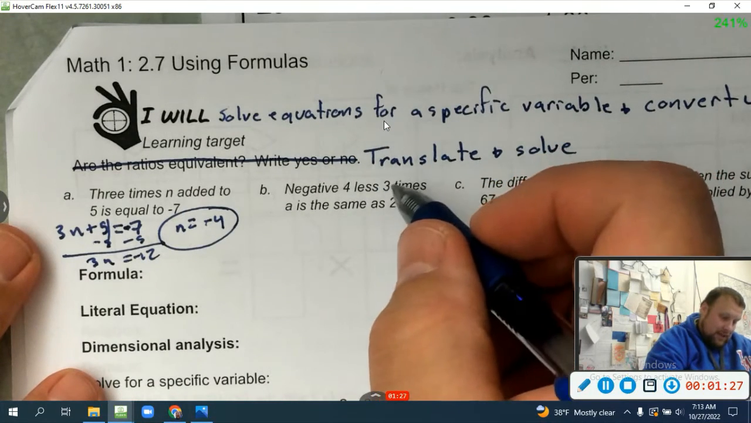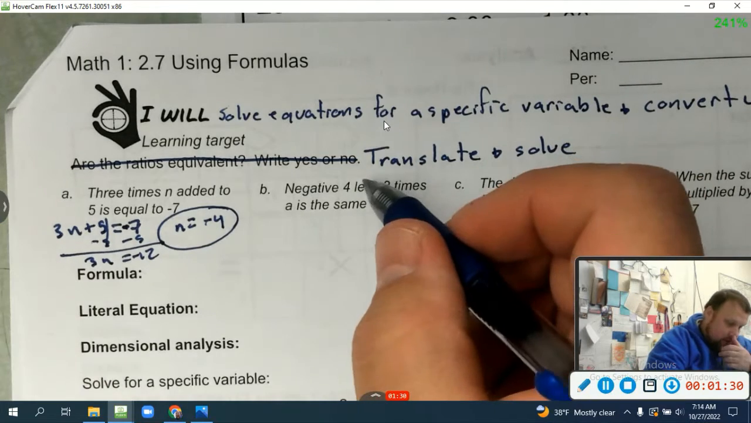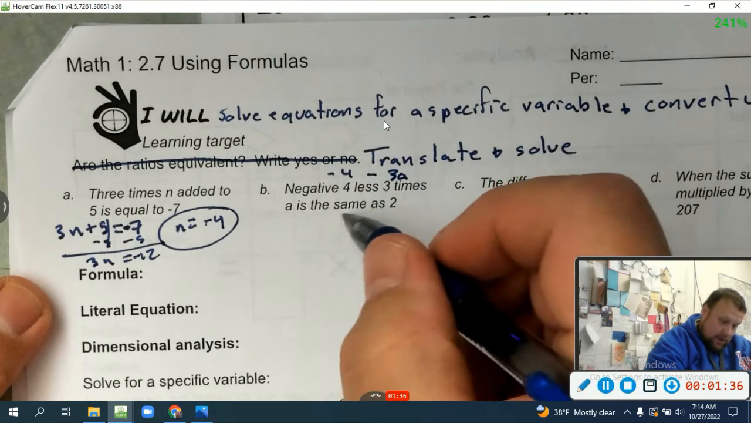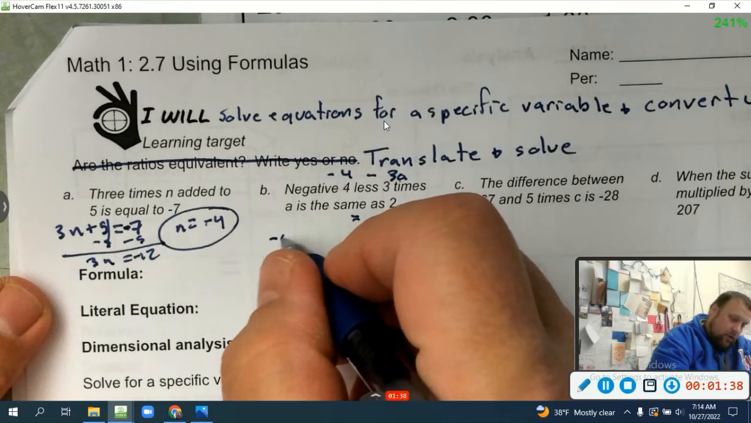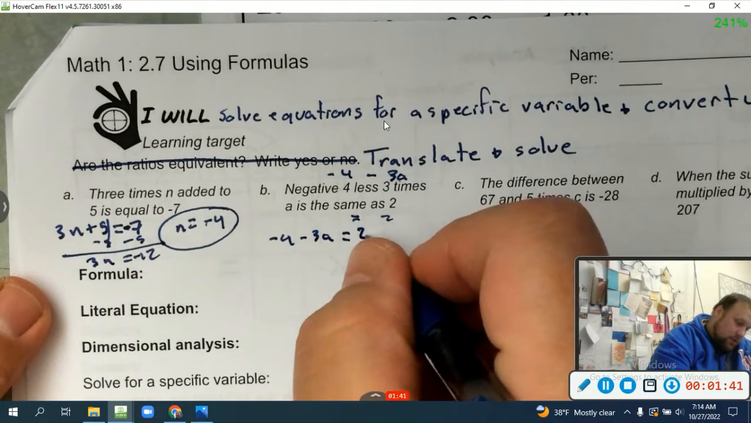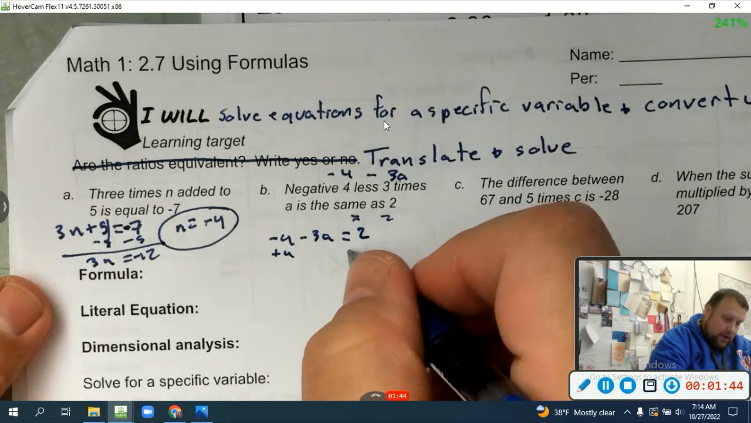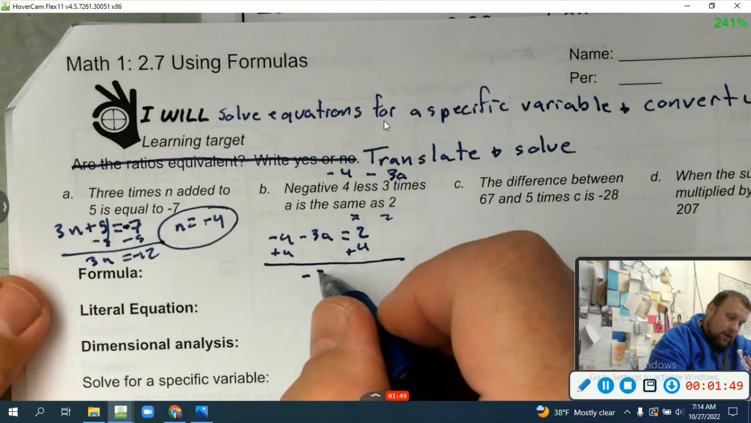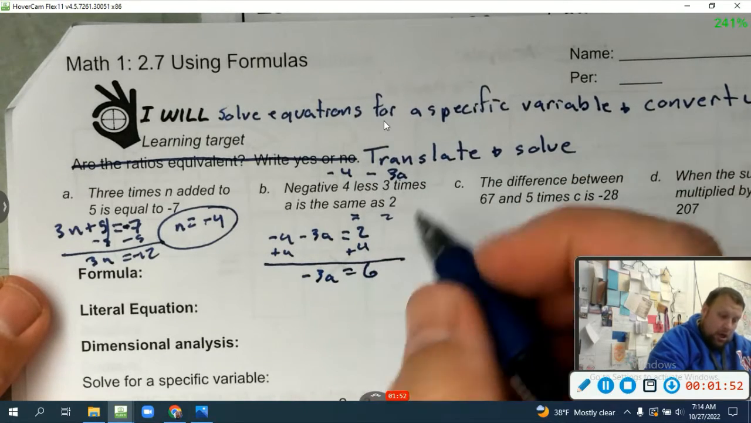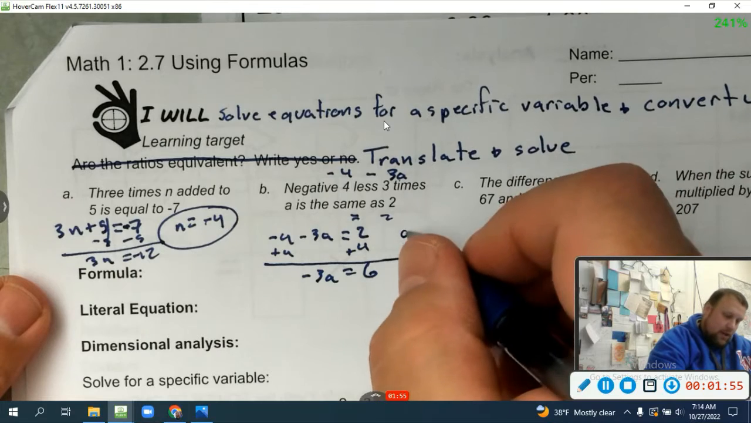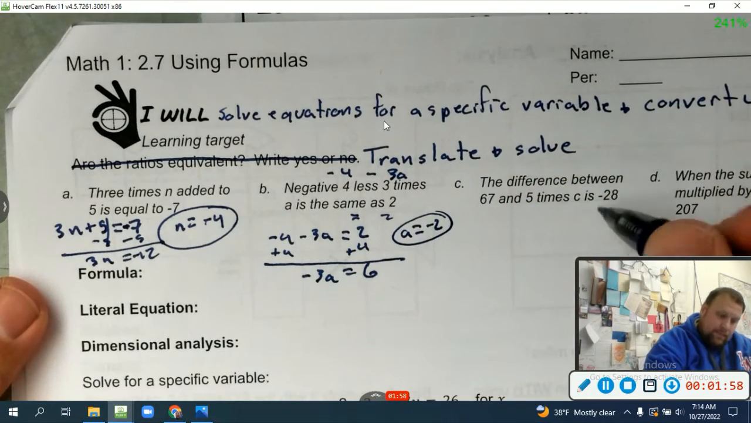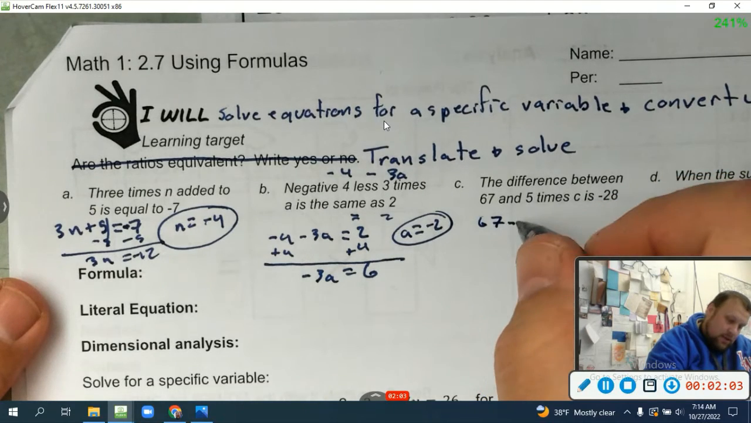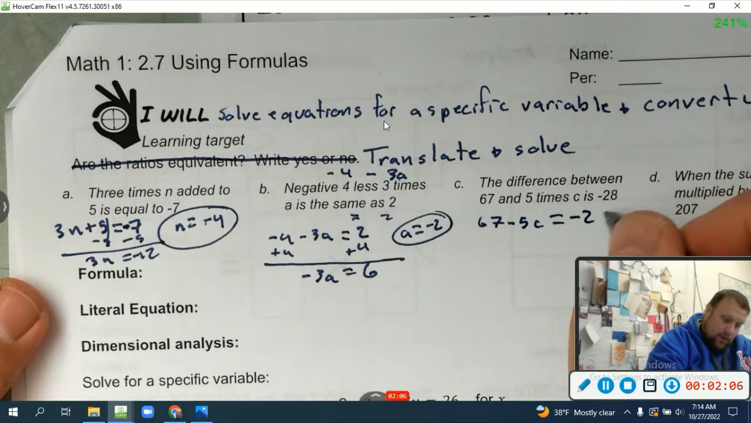Negative 4 less. Now, notice this doesn't say less than, it says less. So it's just like negative 4 minus 3 times a, and then "is" is the same as equals 2. So we got negative 4 minus 3a equals 2. Again, add 4 to each side. I can take more room because you got to write vocab, so be careful. I've already got vocab filled out on another page. And when I divide both sides by negative 3, I get that a equals negative 2. The difference between, so I'm going to subtract these, 67 minus 5c equals negative 28.